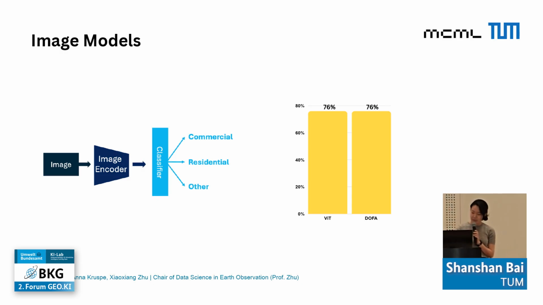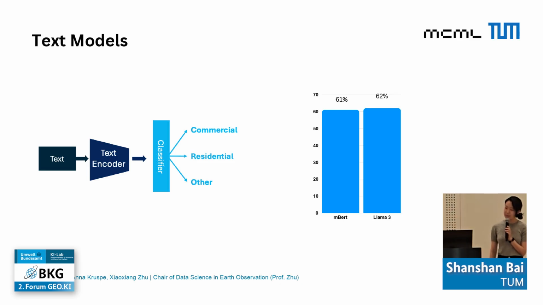Therefore, we also try out using text data only for this task. And likewise, we also choose two different language models. The first one is the multilingual version of BERT, which is usually a default choice if you are analyzing multilingual text data. And the second model is Llama 3, which is the latest open source large language model. The reason we choose it is also because it's a multilingual large language model.